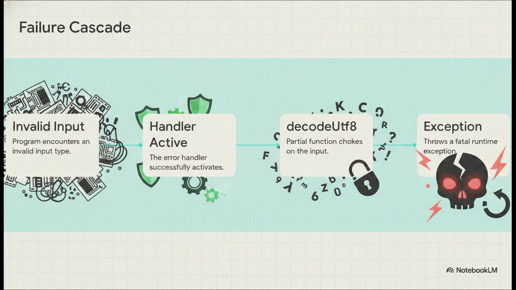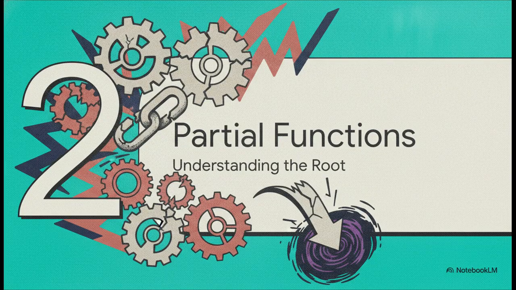Step 2, the error handler successfully activates, exactly as designed, ready to log the problem. But then, step 3, a function inside that handler called decode tries to process that invalid input and absolutely chokes on it, which immediately leads to step 4, a fatal runtime exception. The very system meant to catch the error just brought the whole program down. Boom.